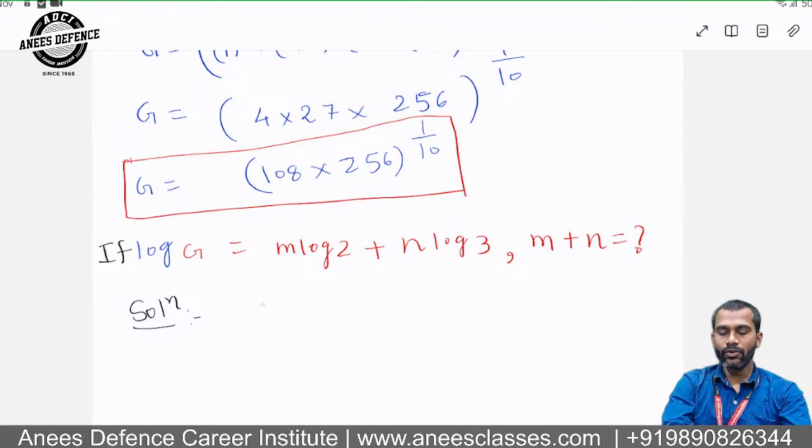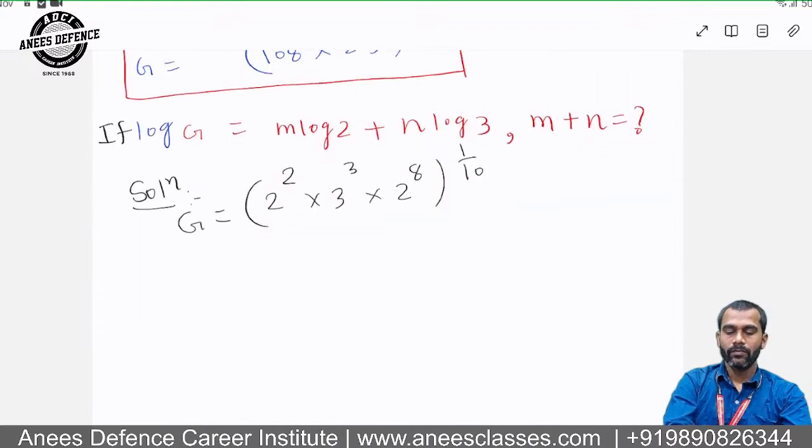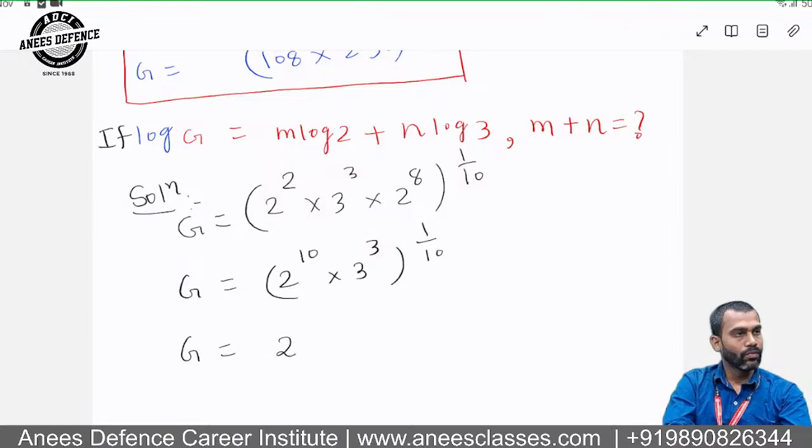Now 4 is nothing but 2 square, this is 3 cube, and this is nothing but 2 to the power 8. And here we have got 1 by 10. This is G. Yes or no? Now G is equal to 2 to the power 10 into 3 to the power 3, whole power 1 by 10. Or I can write G is equal to 2, because 10 into 1 by 10 will be 1, into 3 to the power 3 by 10.